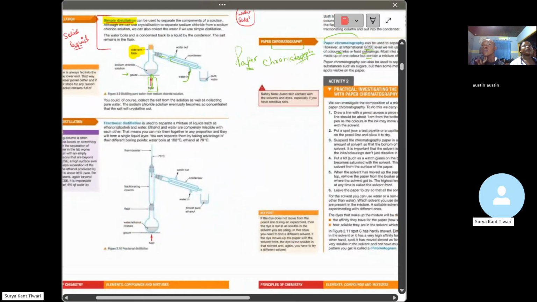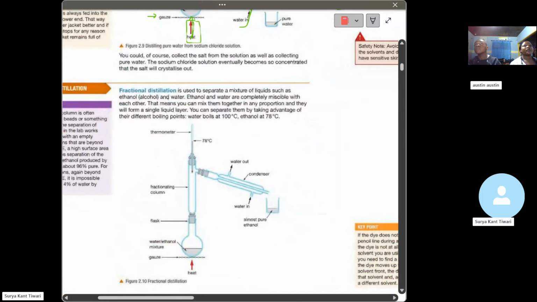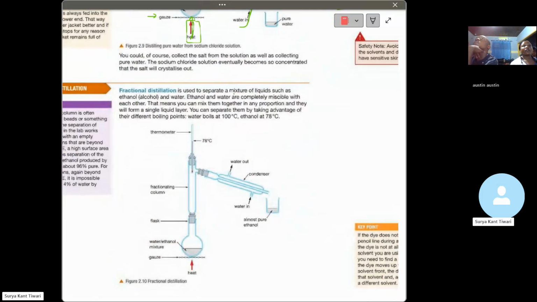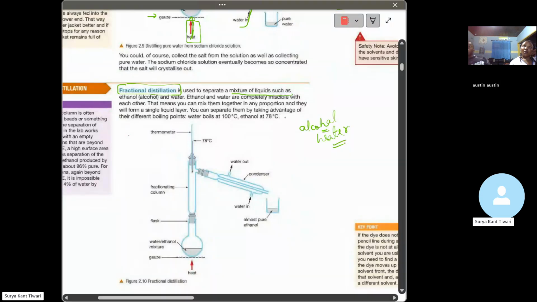There is one more process called fractional distillation. Can you see it? Yes, sir. It is used to separate a mixture of liquids, when there are two liquids mixed, like alcohol and water. When two liquids get mixed together, we can separate them using fractional distillation. How can we do it? To do it, we have to see the boiling point of the two liquids.